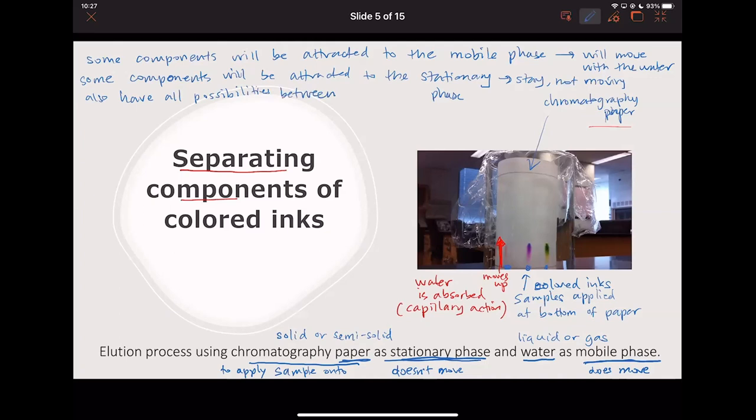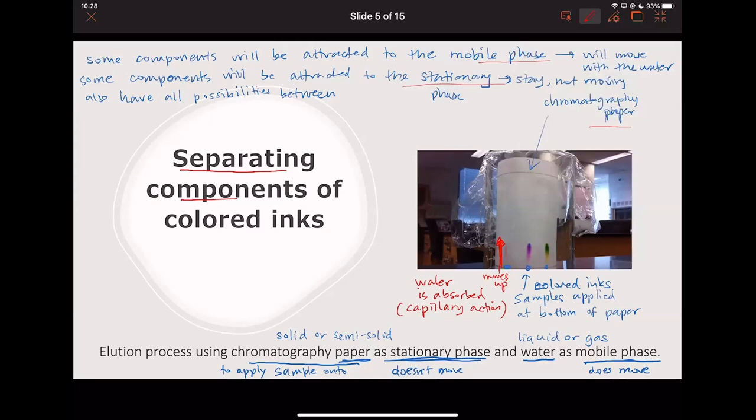So back to this example, when these inks move, and I'll show you this video of it, some inks will move fast and they'll go right with the line of the water. They'll move right at the very edge of the water as the water moves. Some inks won't move as fast and they'll stay back, okay? And so then you'll have a whole range of movement in between. Some inks will move halfway up. Some inks will move a third of the way up. And so that's all some differential based on an attraction to the mobile phase or an attraction to the stationary phase or something a little bit of both.